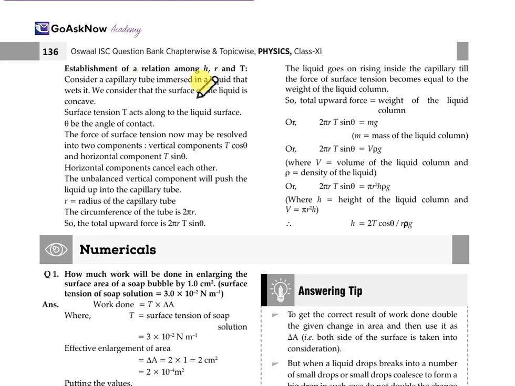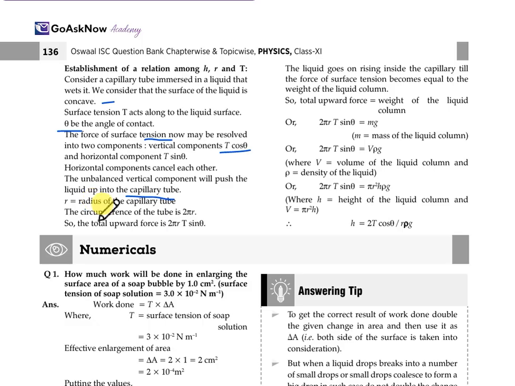So consider a capillary tube immersed in the liquid. We consider that the surface of the liquid is concave. The surface tension is T, and along the liquid surface, theta is the angle of contact. The force of surface tension may now be resolved into two components. The vertical component is T cos theta, and the other is T sin theta. The horizontal components cancel each other. So the unbalanced vertical component will push the liquid up the capillary tube.